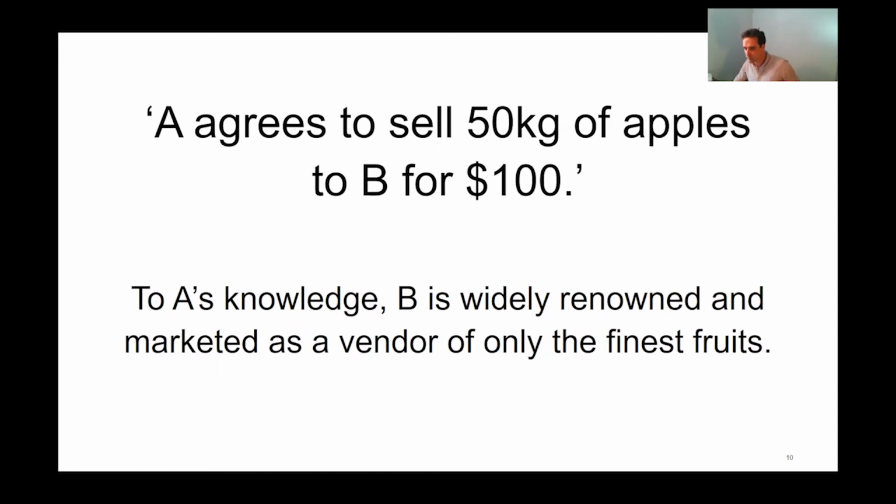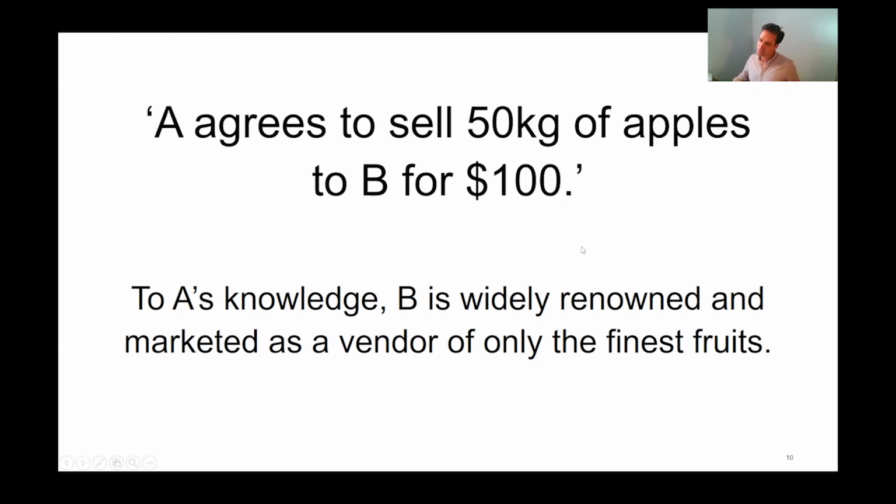Same contractual formulation, except to A's knowledge, B is widely renowned and marketed as a vendor of only the finest fruits. Now you have to assume that red delicious are a rubbish fruit and that pink lady are a fine fruit, which I think most people would agree.